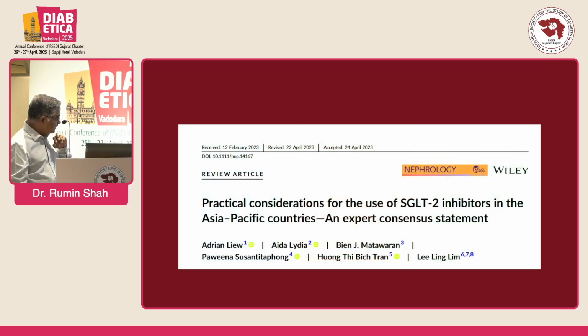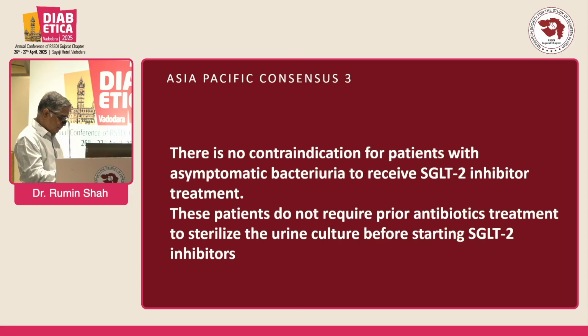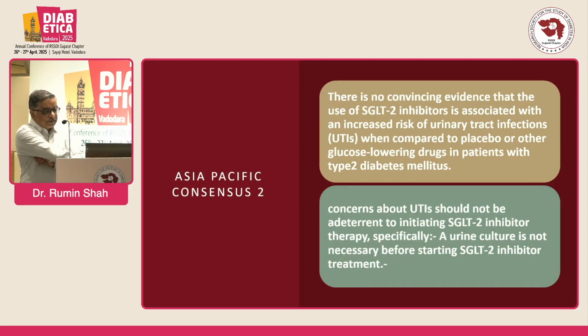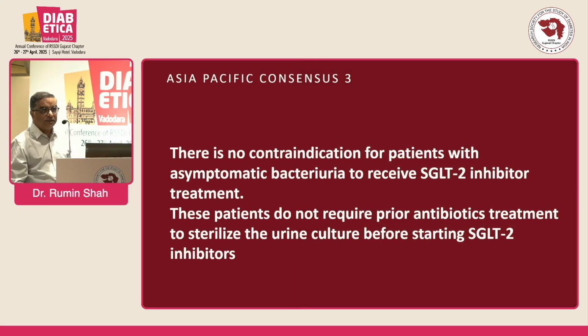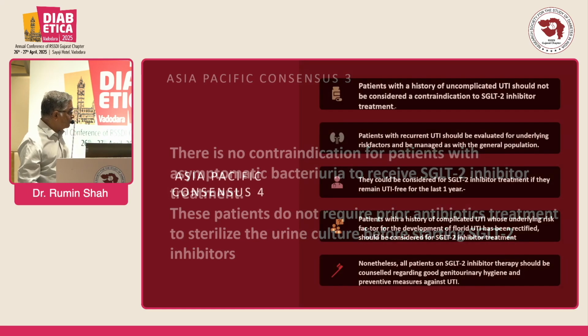So this was a practical consideration for the use of SGLT2 inhibitors. An expert consensus statement, mainly from Singapore, published last year has clearly shown that there is no convincing evidence that the use of SGLT2 inhibitors is associated with urinary tract infection when compared to placebo or other drugs. And concerns about UTI should not be a deterrent for initiating SGLT2 inhibitor. It is not necessary to do a urine culture before putting the patient on SGLT2 inhibitor. There is no contraindication for patients with asymptomatic bacteriuria, and these patients do not require prior antibiotic treatment.